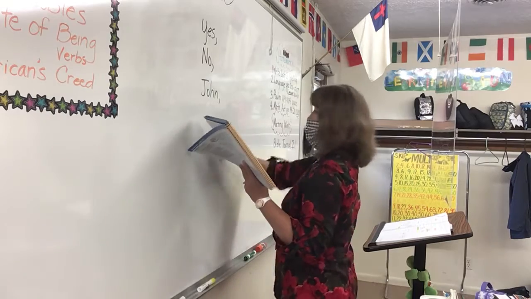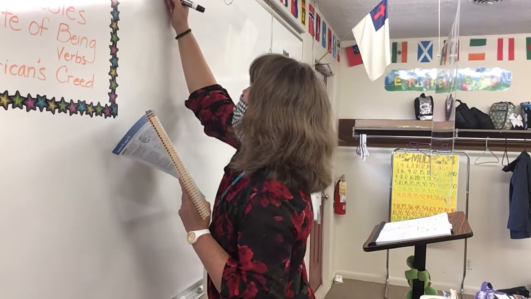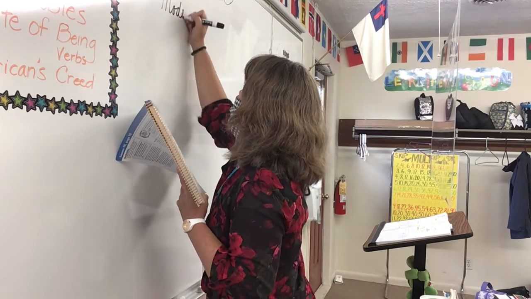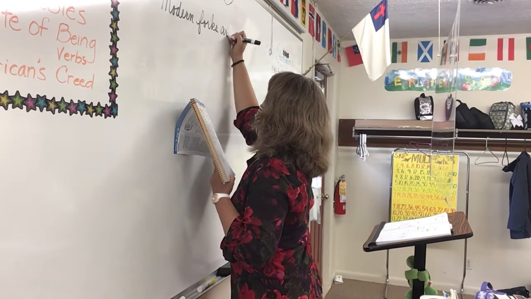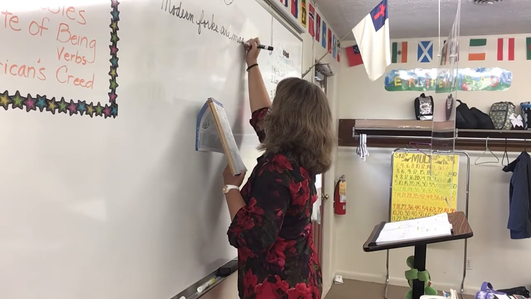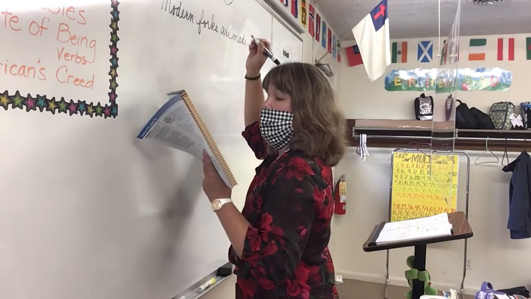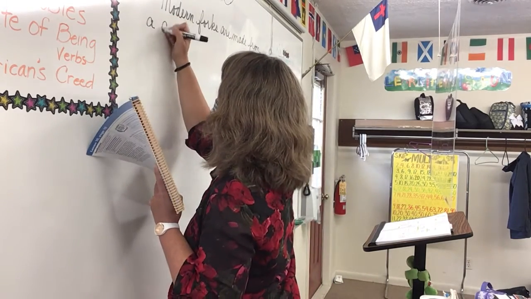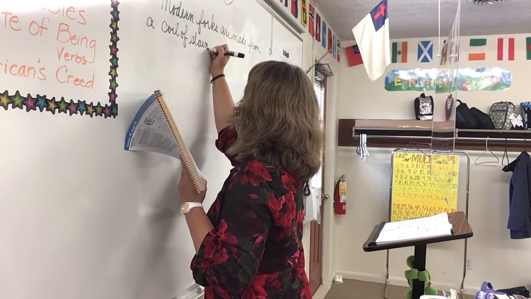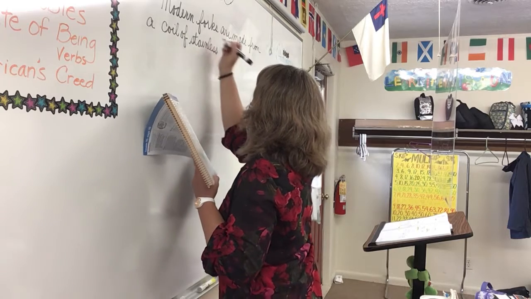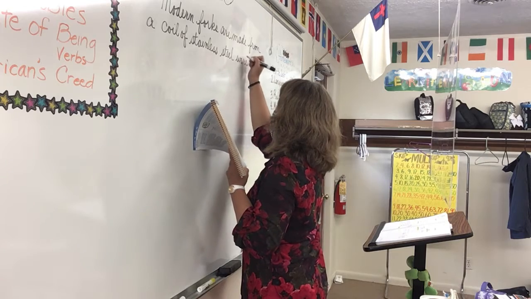So we're actually going to take that stringy sentence and turn it into a smooth sentence. So for number 1, you're going to write modern forks are made from a coil of stainless steel wire. Period.